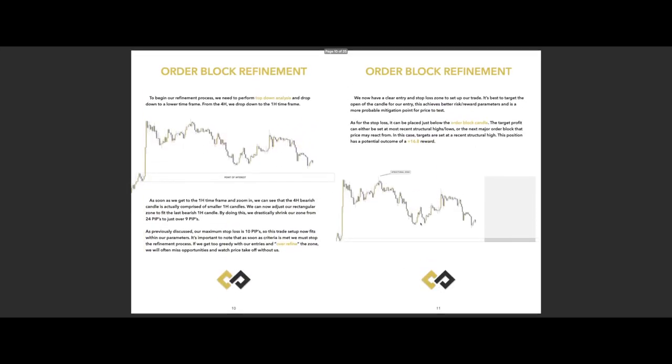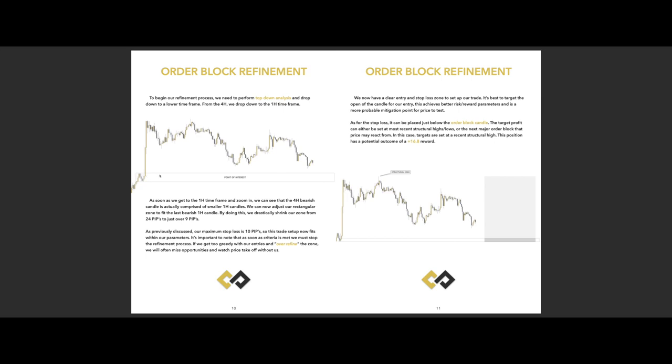Okay, we're not going to go over entry types just yet, so that's for another video. But yeah, I mentioned that briefly here. Let me find it. Right, so by doing this, we drastically shrink our zone from 24 pips to just over 9 pips. So you can see how much of a difference that is. This point of interest or order block was located on the 4 hour time frame, which is a bit high for me, to be honest.